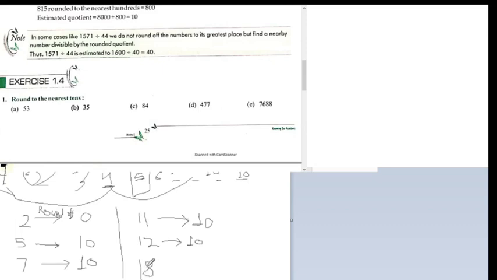Now 18, you see, is it nearest to 10 or 20? You say, sir, it is nearest to 20. If it is nearest to 20, then you write its round-up value is 20.